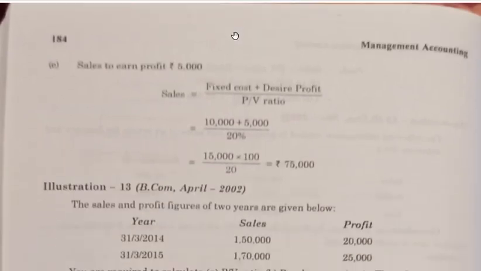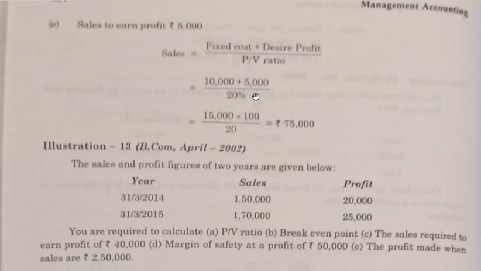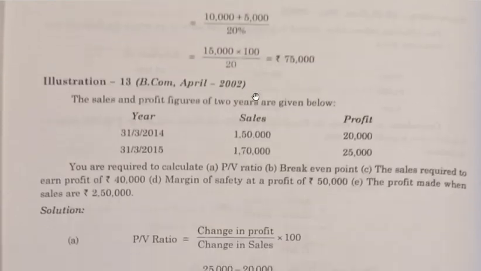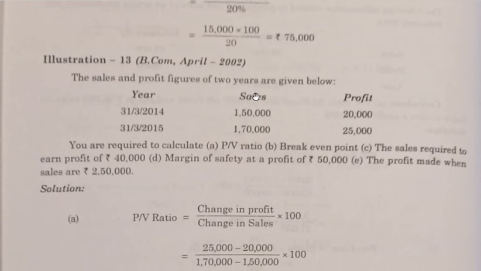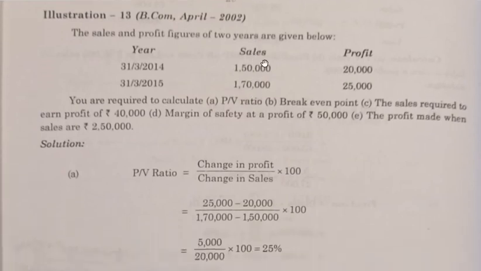So what is the last thing that they are telling us to find out? It is sales to earn a profit of 5,000. So your desired profit level is 5,000. So you will use this formula to calculate your sales. So sales is fixed cost plus desired profit divided by PV ratio. 10,000 plus 5,000 divided by 20%. So 15,000 into 100 divided by 20, which is 75,000. So this is the next illustration.